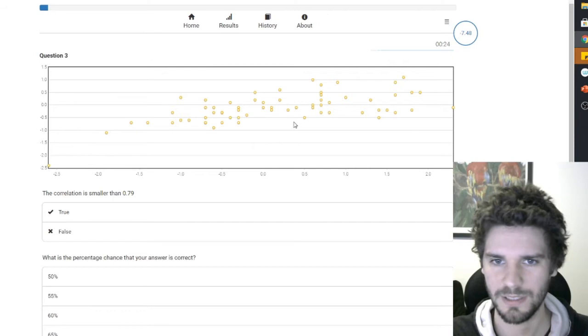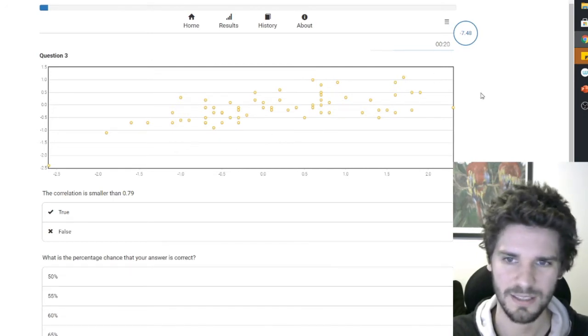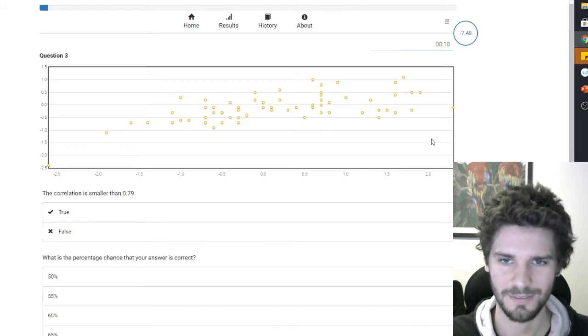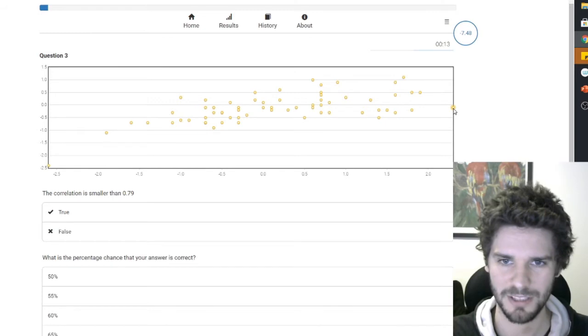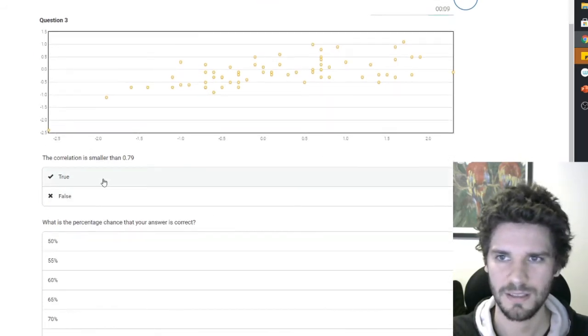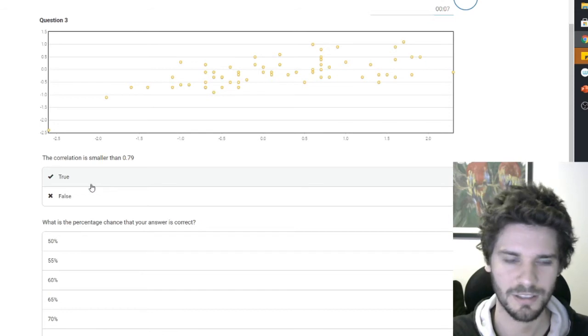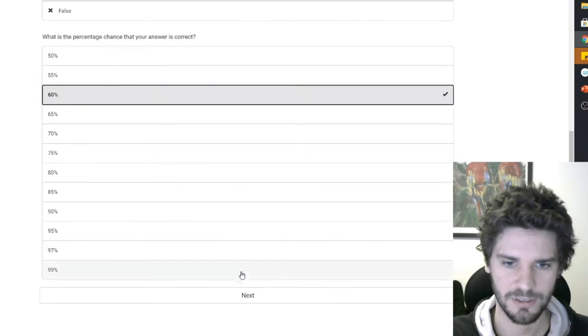Right, smaller than 0.79. Yeah, it's fairly scattered. It looks a little like a quadratic with loads of noise, like a negative quadratic with loads of noise added actually. Maybe I'm anchoring too much on that point. I'm pretty unsure about this. So, oh, I don't have long left. Yeah, I think it is smaller, but I'm not very sure.